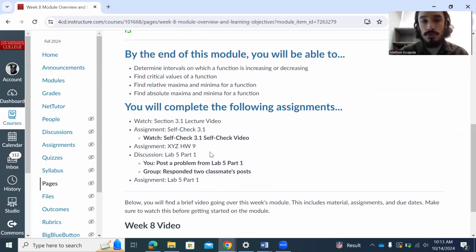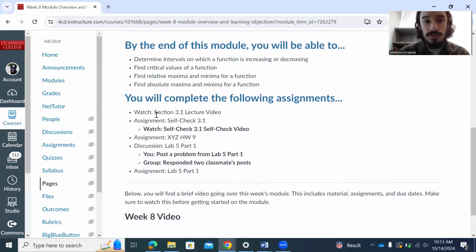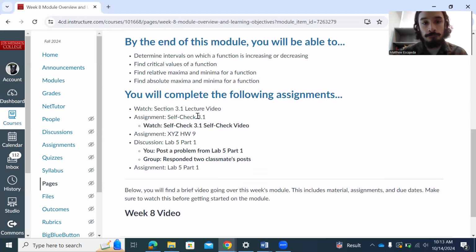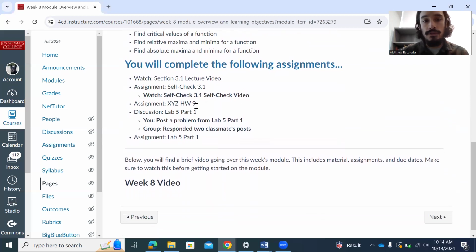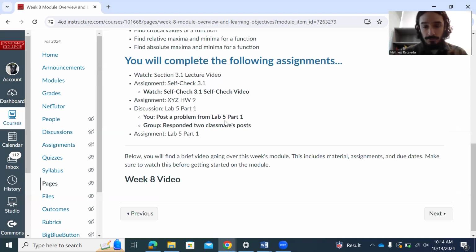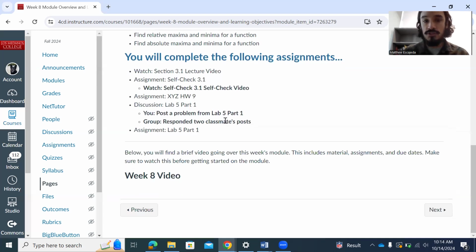The same protocol goes as always. We'll watch lecture videos for section 3.1. We'll have a self-check 3.1 assignment, a self-check 3.1 video, and an XYZ assignment for 3.1. Lab 5 will be split into two parts. Part one is for this week for the 3.1 material, and part two will be for the next section next week.